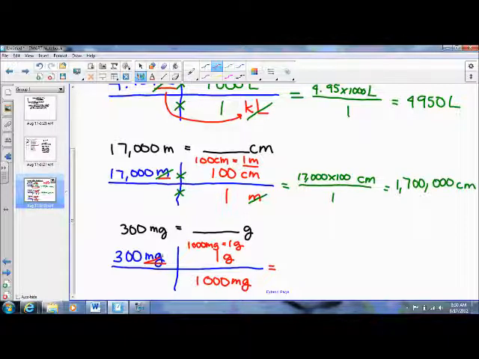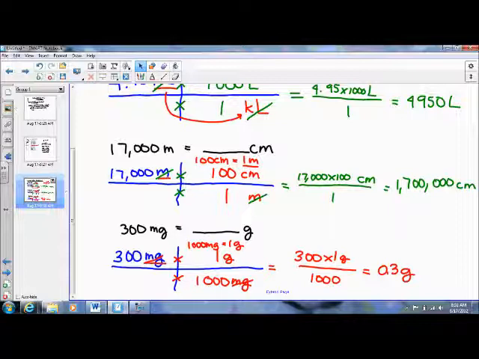All right, so I will cancel out the milligrams, and I'll multiply. There's nothing else, that's like a 1. So I have 300 times 1 gram over 1,000. So it'd be 300 times 1 over 1,000. The calculator says that's 0.3. The g didn't cancel, so that's 0.3 grams. Okay, hopefully so far so good.